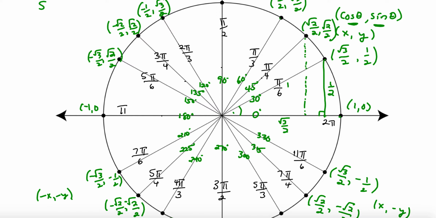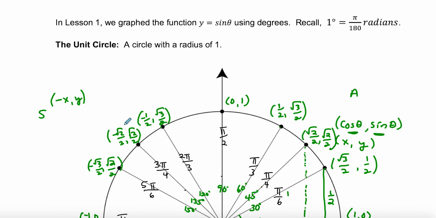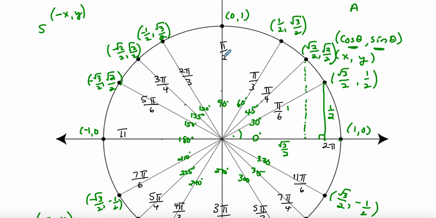So for simplicity, we can look at 5 main points of the sine function. We're going to get into more graphing in our next few lessons, and I think you're going to like it because it's not that hard. Some key points. We had a lot more points in our first lesson, but in radians, 0 degrees is 0 radians, and sine of 0 degrees is just 0. If I'm looking at the sine of 90, I can go back here. Sine of 90, if I'm looking for radians, it's pi over 2.